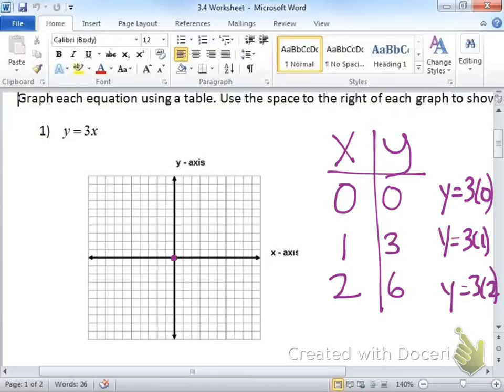0, 0, you don't go side to side. You don't go up and down. 1, 3 is right 1, up 3. And 2, 6 is right 2, up 6. Go ahead and connect those. Arrows on the end. And problem number 1 is done. What are your questions?